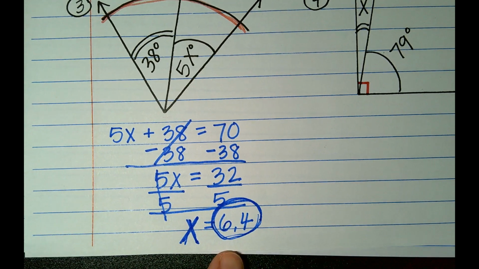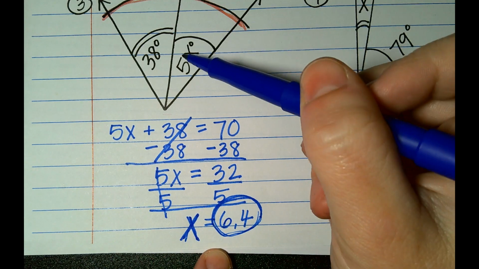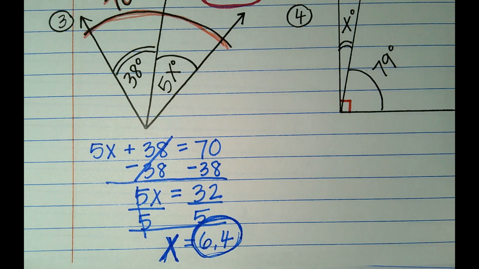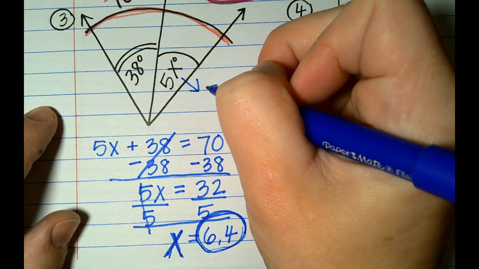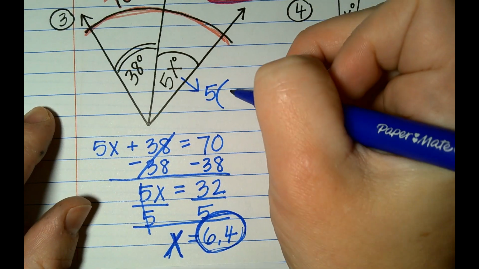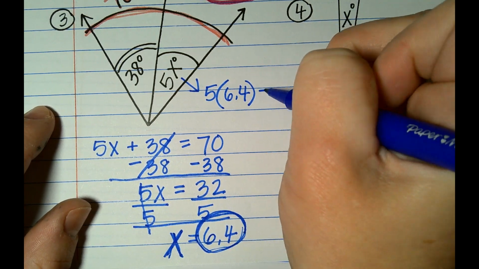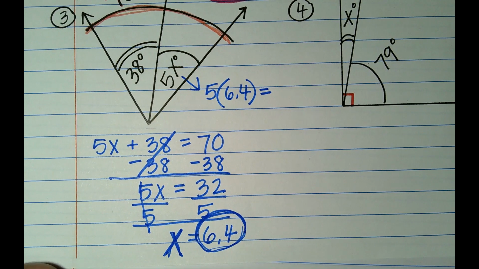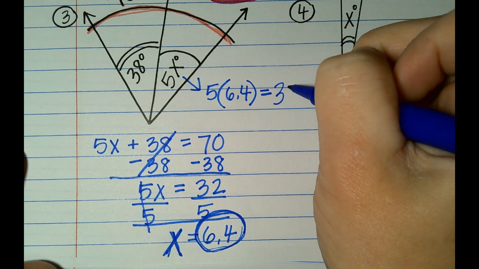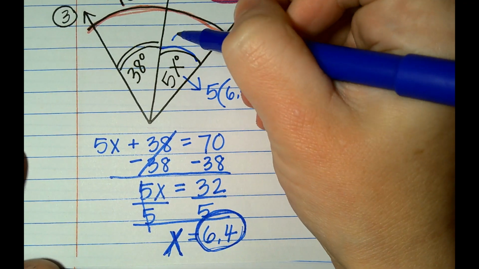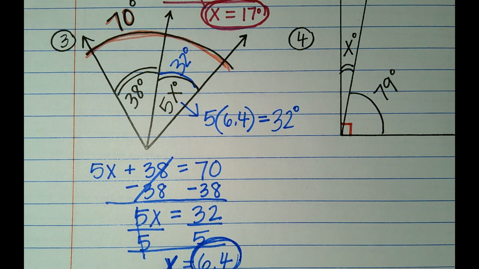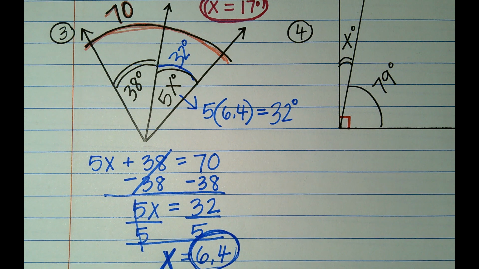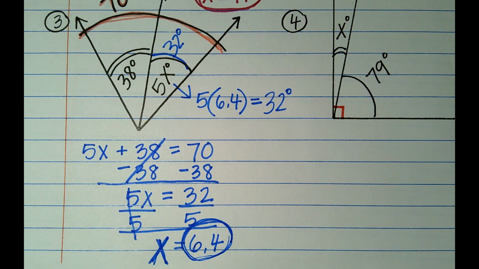Okay, so if I wanted to take this a step further, what's the measure of my missing angle here? How would I find that? 5 times 6.4. Yes, 5x means 5 times x. My x is 6.4. So what is this angle? 32 degrees. Nice. Again, I didn't ask for that, but we can do it, so why not? Okay, any questions on number 3?